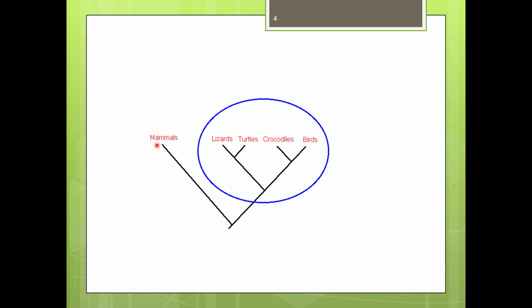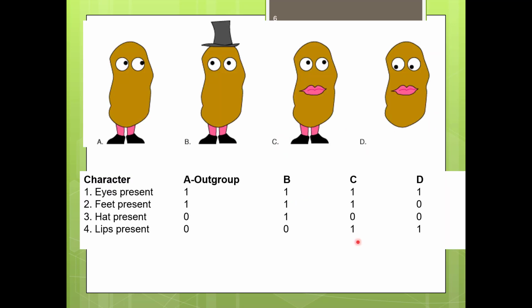Here's an example of what I said earlier: if we left out birds from reptiles, that would not be a clade. But if we include birds and reptiles and a common ancestor down here, so everyone in the blue circle is what we might call a reptile: lizards, turtles, crocodiles, and birds, right? So how would we make a cladogram like this?